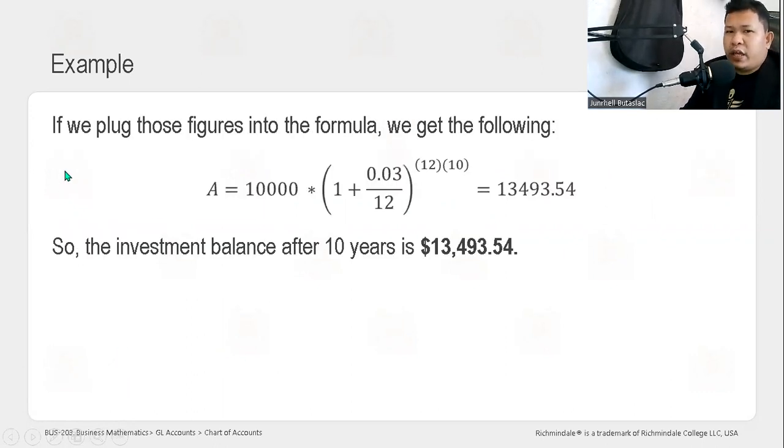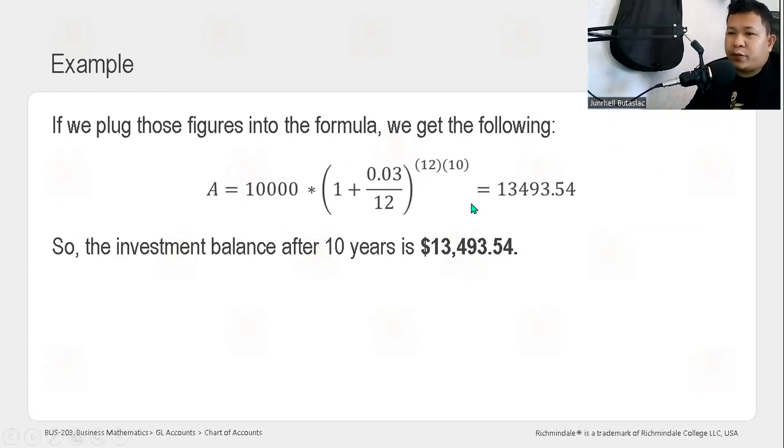So if we plug those figures into the formula, we get the following. A is equal to $10,000 times 1 plus 0.03, this is the interest rate, the 3%, over 12, which is the annual, then raised to the power of 12 times 10. 12 here is the number of months per year, and then you have to multiply it with 10, because this is the duration of the plan, or the agreement.